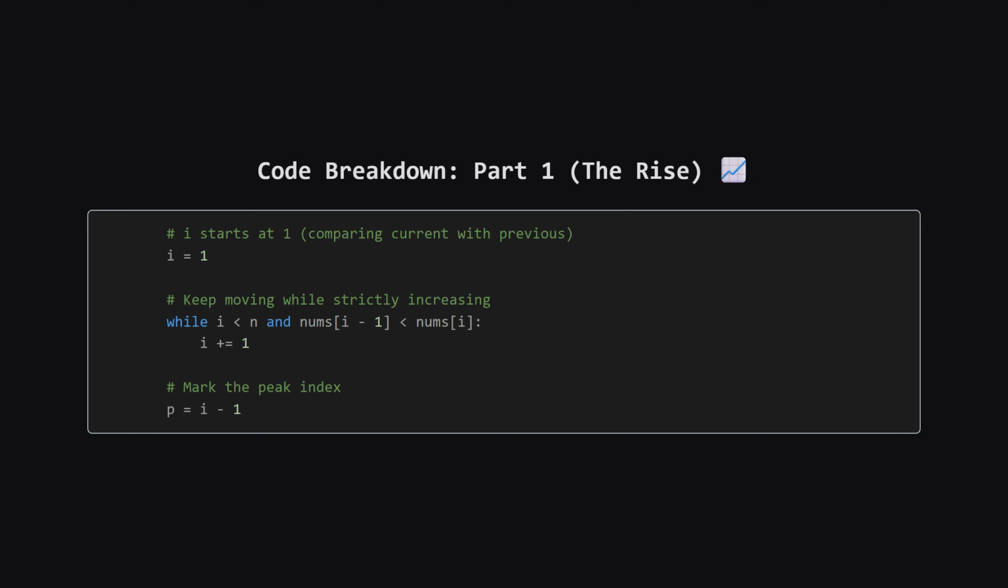First, we handle the initial rise. We start our index I at 1 so we can always look back at I-1. The while loop says, as long as we haven't run out of numbers, and the previous number is strictly smaller than the current number, keep moving forward. When this loop stops, it means we've either hit the end of the list, or the numbers stopped increasing. We mark this stopping point as P. This P is our candidate for the first peak.